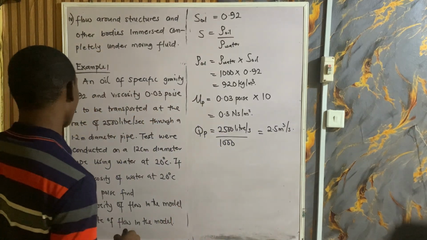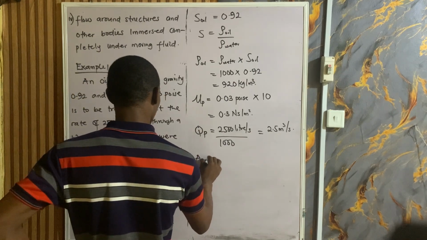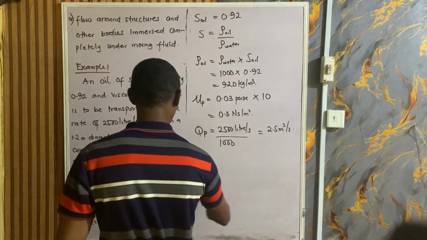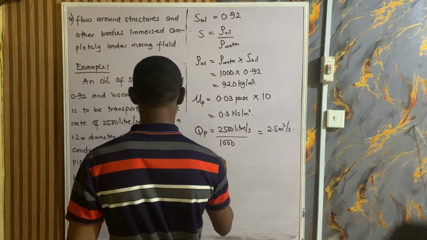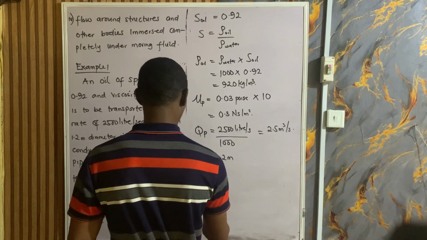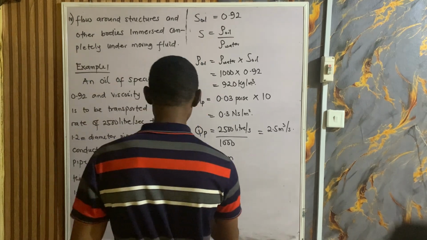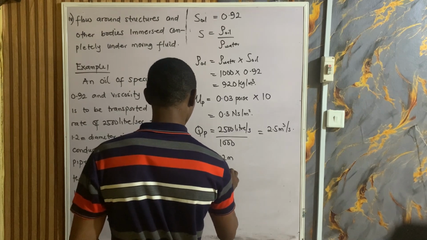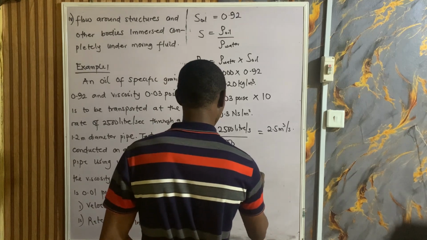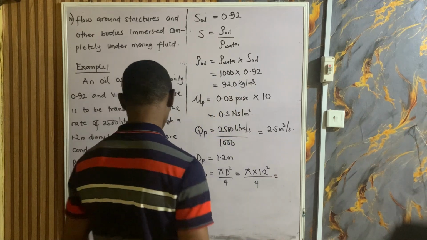Again, we are given the area of the prototype. So that's the area of the pipe they want to use to transport the oil. We are given diameter, sorry. So diameter of prototype is given as 1.2 meter. Let's get the area. The area of the prototype will be pi d square over 4. Since it's a pipe, this will be pi times 1.2 square over 4. Come back with the answer.